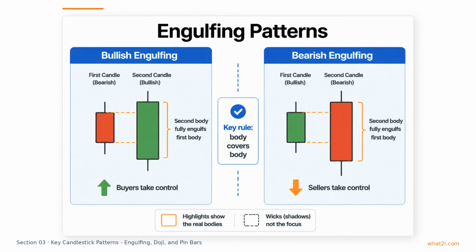A bearish engulfing pattern works in reverse, with a small bullish candle followed by a larger bearish candle that fully covers the first body. The key rule is that the second real body must engulf the first real body. Wicks are less important here than the bodies themselves. The message is that momentum shifted sharply from one candle to the next.